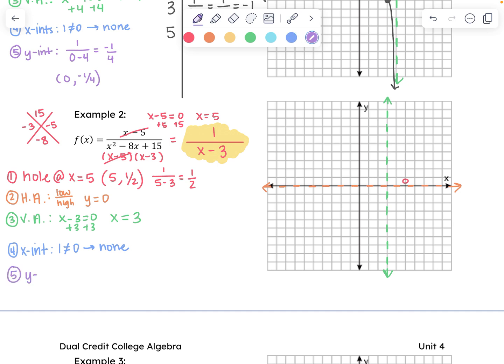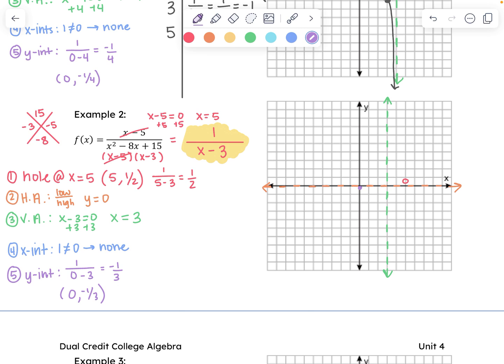And to find my y-intercept, I'm going to go ahead and plug 0 in for x. So that's going to be 1 over 0 minus 3, so negative 1/3. So 0, negative 1/3. That would be about right there.